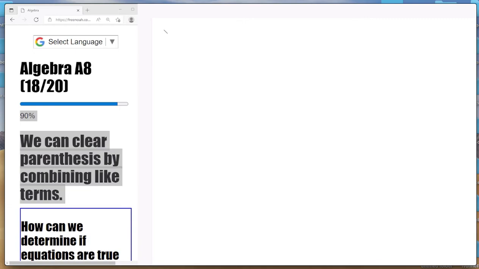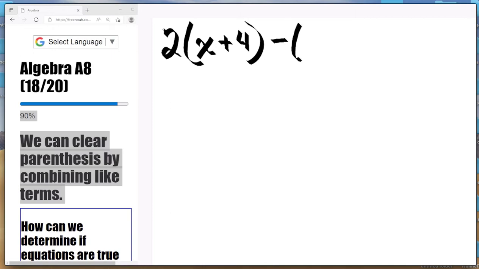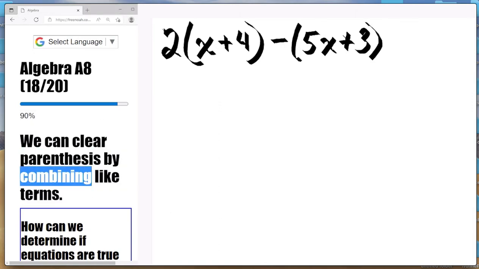Let's give you an example where we have a subtraction sign, right? And we have to input the number 1 because there is no coefficient. So here we have 2 open parentheses x plus 4 close parentheses minus, notice the minus. Then we're going to open another set of parentheses, 5x plus 3. Alright, let's start here, right? So, for instance, we want to combine like terms, right?